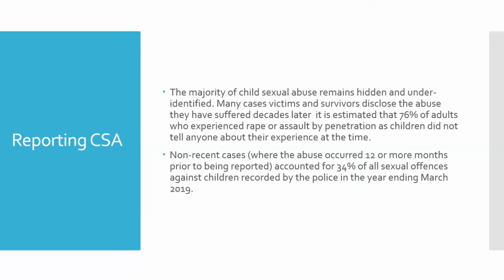Reporting CSA. The majority of child sexual abuse remains hidden and under-identified. In many cases, victims and survivors disclose the abuse they have suffered decades later. And it's estimated that 67% of adults who experienced rape or assault by penetration as children didn't tell anybody about their experience at the time. Non-recent cases, which is where the abuse has occurred 12 or more months prior to it being reported, accounted for about 34% of all sexual offences against children that were reported by the police in the year ending March 2019.